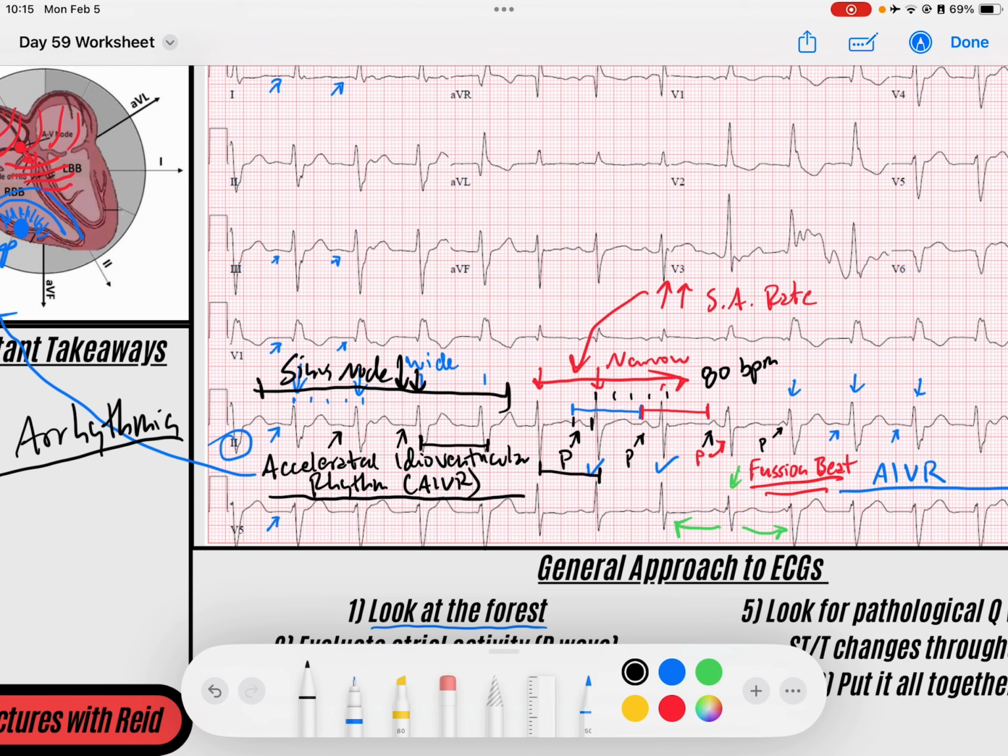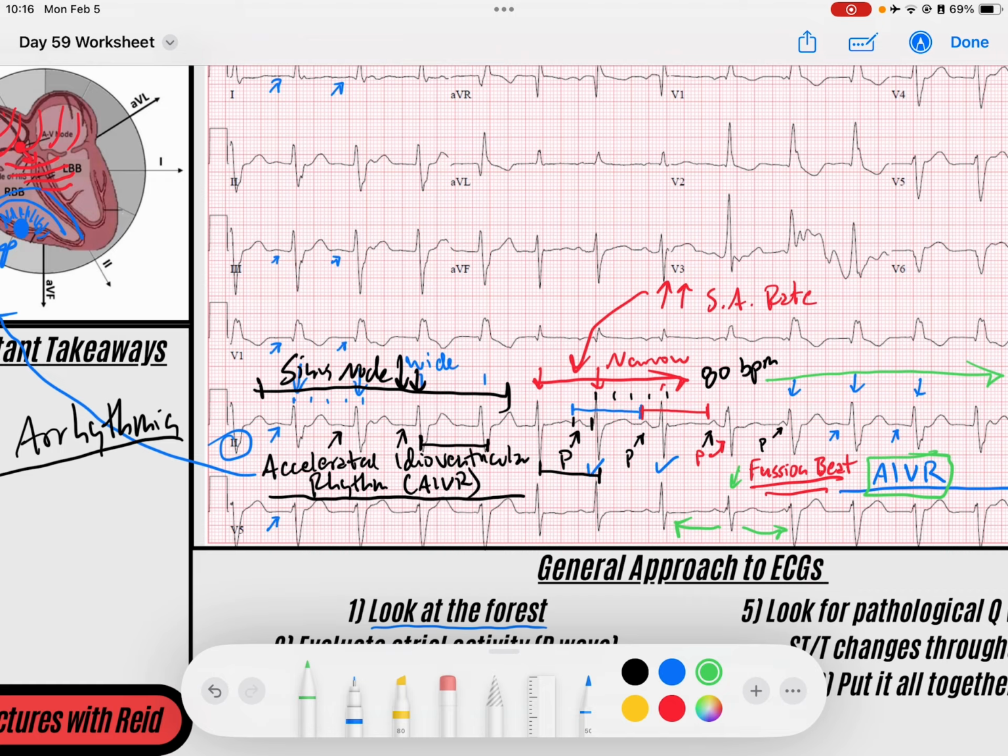And then as that sinus node slows down again, it allows for that focus within the ventricles to take over in an accelerated idioventricular rhythm. So as this person is inhaling and exhaling and their sinus node changes in its rate, then we see this focus, this accelerated ventricular focus that's firing off. And so this person is essentially having a sinus node compete with a ventricular focus.